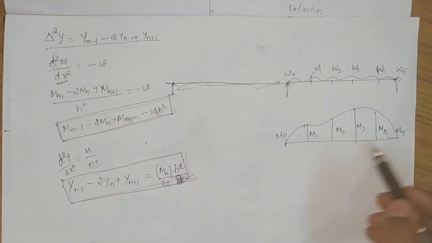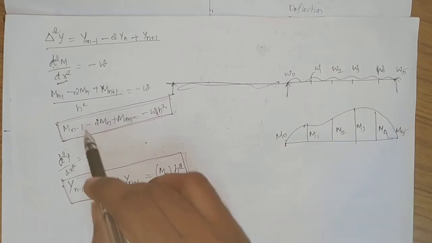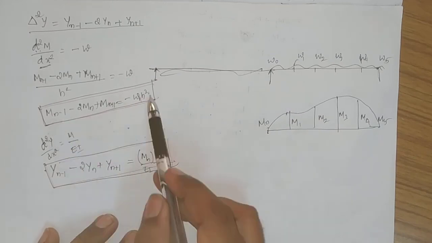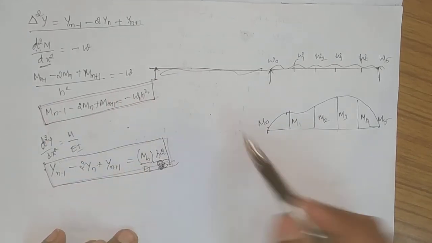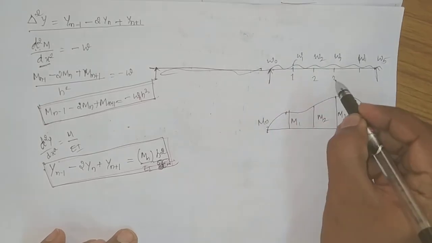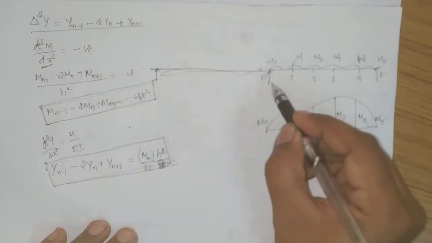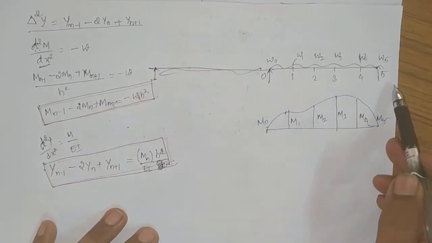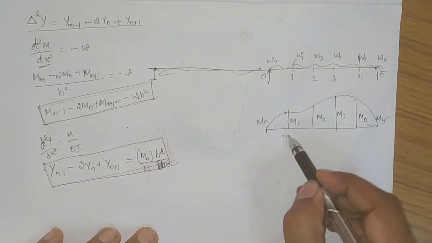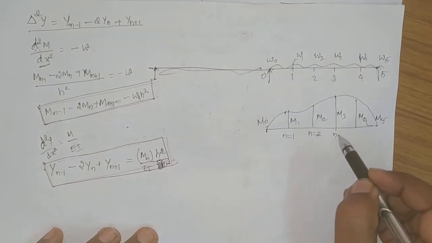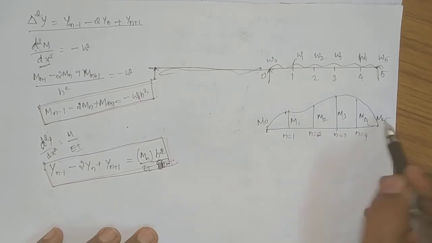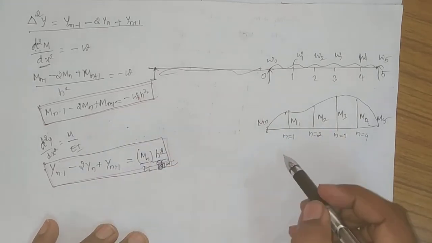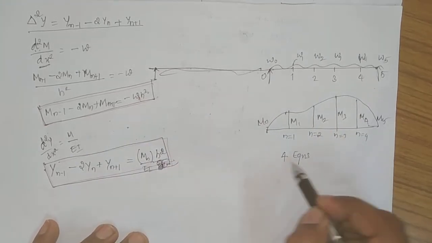You don't know the values, but you can find them by applying the finite difference method. How to apply it? Very simple. You know this equation. Apply this equation at points 1, 2, 3 and 4. You substitute n is equal to 1, n is equal to 2, n is equal to 3, n is equal to 4, and definitely M0 and M5 will be 0. Just substitute these n values in the equation, and you will get 4 equations.